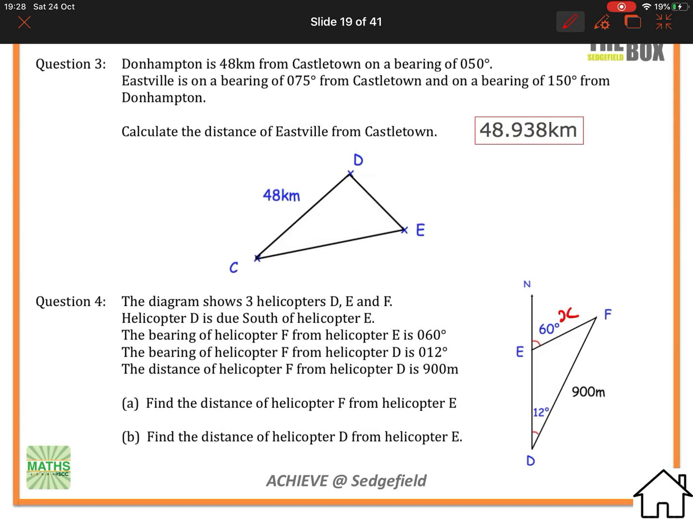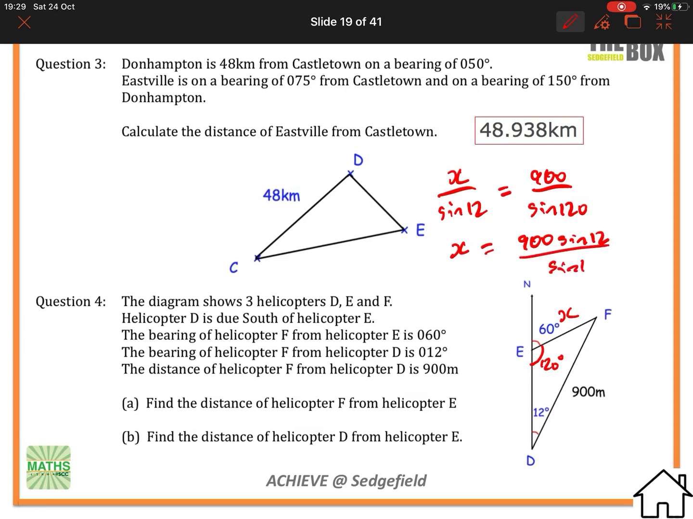Okay. Again, we must know that this angle is going to be 120. So again, sine rule can tell me that X over sine of 12 is equal to 900 over sine of 120. Okay, so X is equal to 900 times sine of 12 over sine of 120, and whack that into a calculator. There's the answer, 216.1 meters.